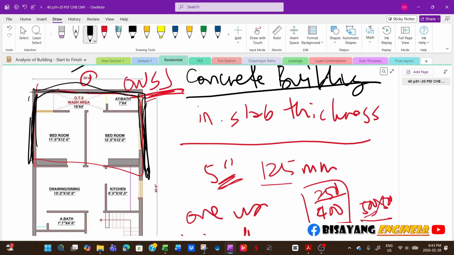But anyway, I'm just curious why we are still using concrete hollow block. It's just making your structure heavy, and that would increase the seismic force for your building.